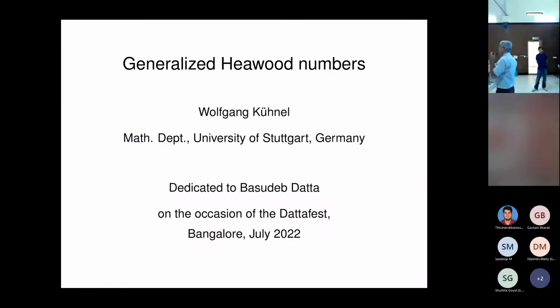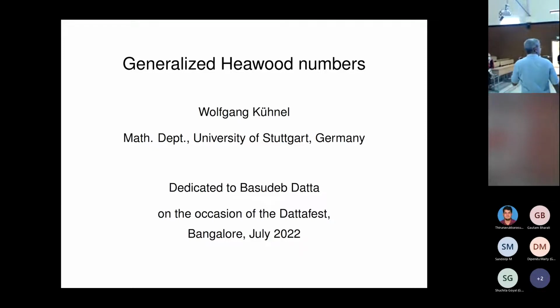Shall we start now? Yeah, all right. So welcome to the last second session. And Professor Kühnel from Stuttgart will speak about generalized Heawood numbers. And actually, he will not speak. Well, on behalf of him, Biplab and Nitin will do the talking.